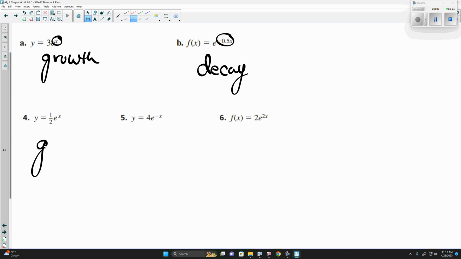This would be growth, because the 1/2 doesn't matter. It's not affecting the growth or decay. It is the exponent, if it's positive or negative. It's going to increase slower than just e to the x because of the 1/2, but it's not changing it from growth to decay, or decay to growth. Now number 5, 4e to the negative x would be decay, because the exponent is negative.